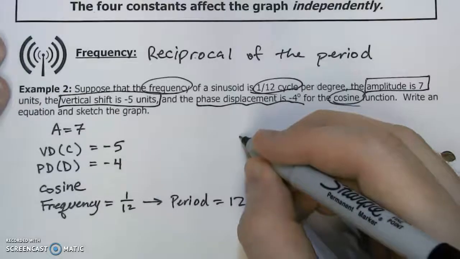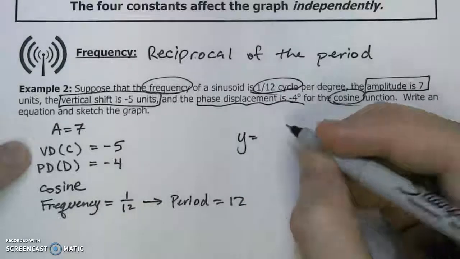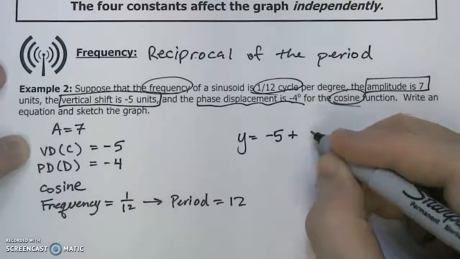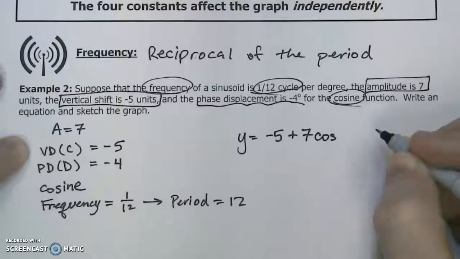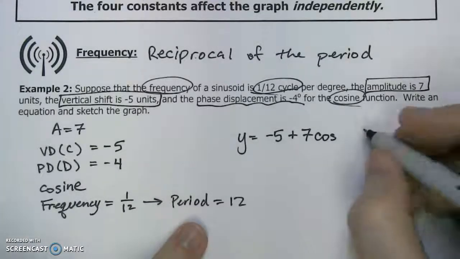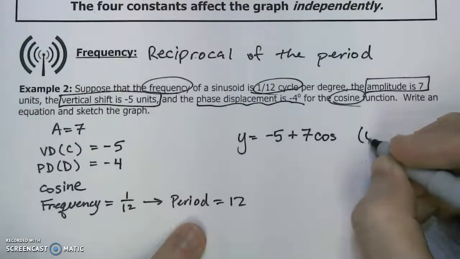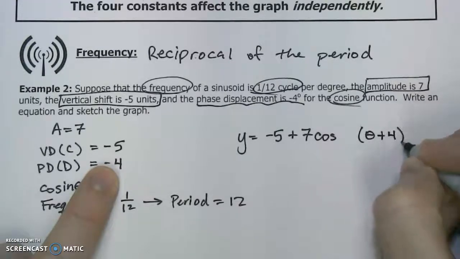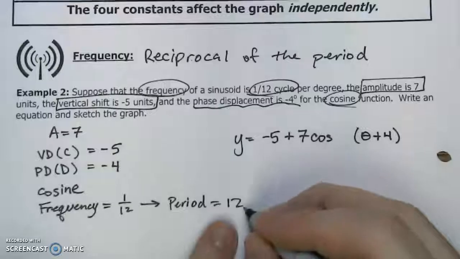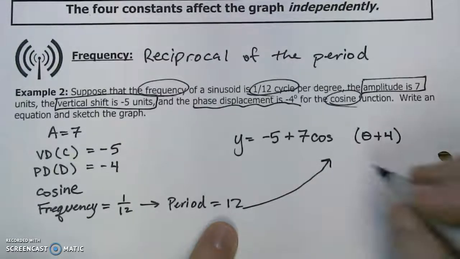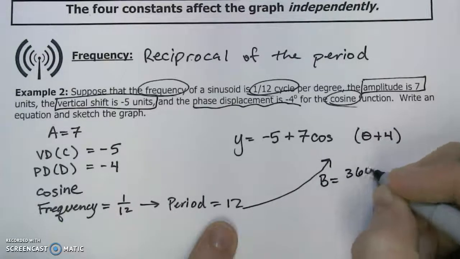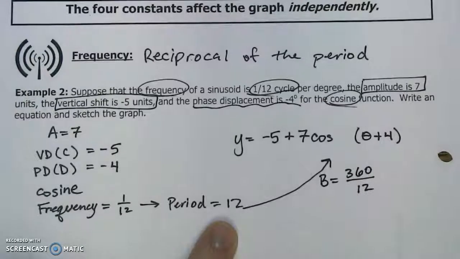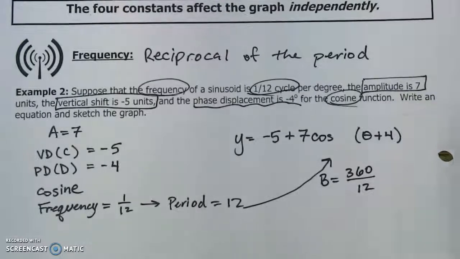The equation will be y equals your vertical displacement first, plus your amplitude, cosine. Then we need to find a b value. Parentheses theta minus your phase displacement, so minus a -4, which will make it +4. Your period does not go into the equation, but the b value does. So your b value is 360 divided by whatever your period is. So in this case, you're going to get 30. Okay, now that's our equation.